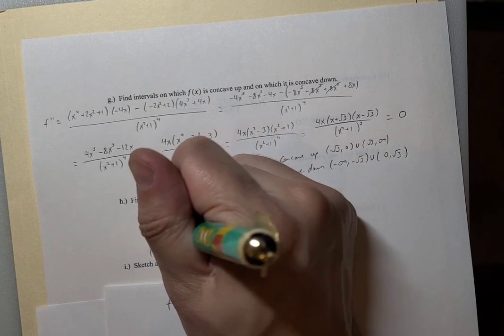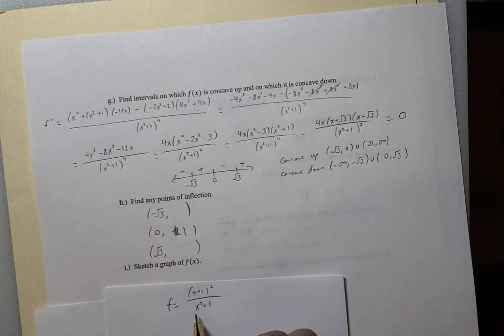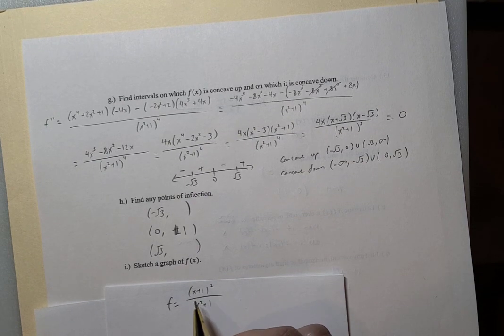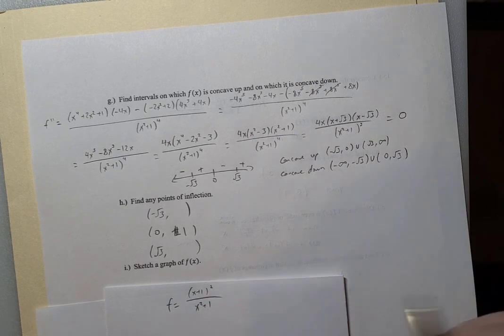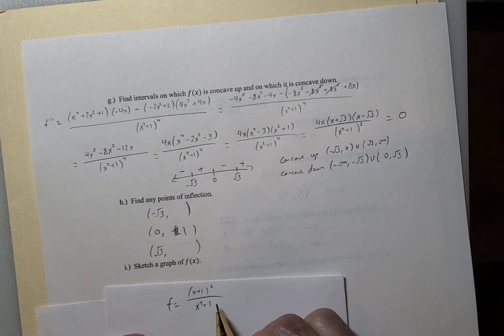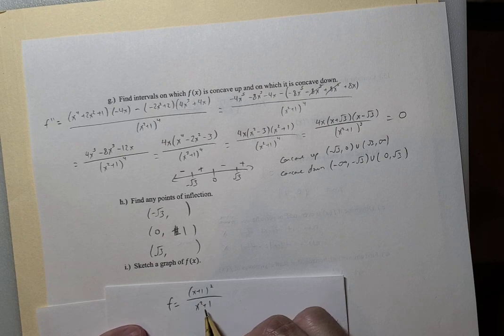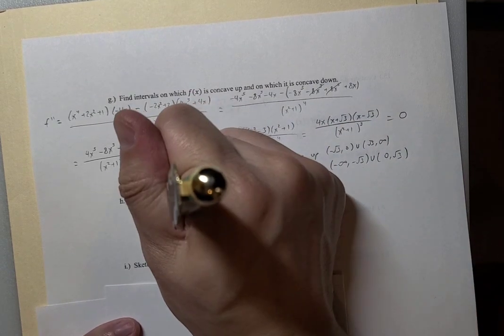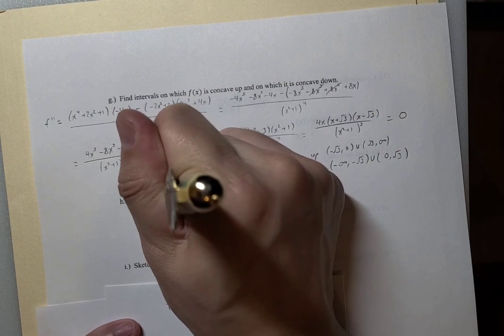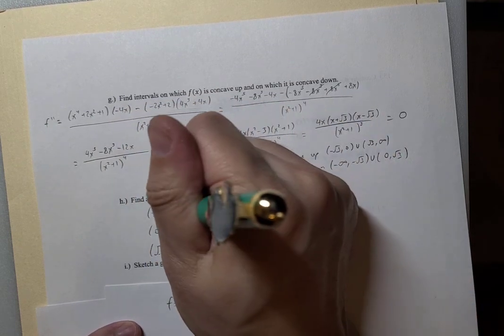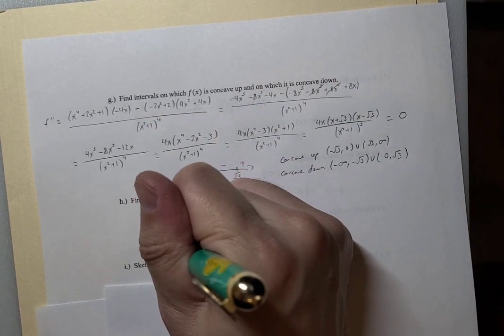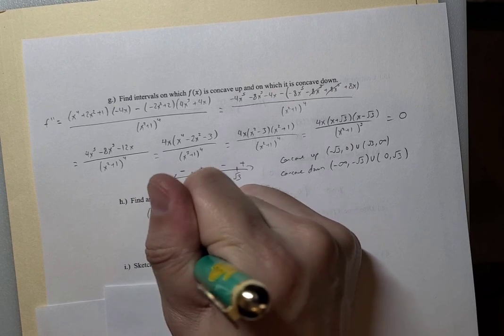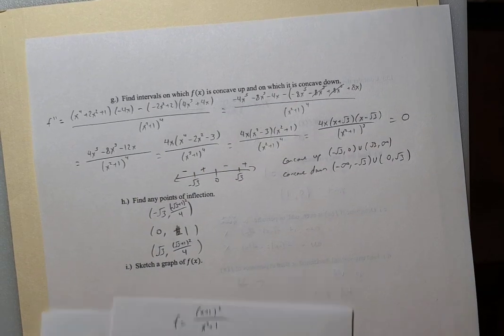Sorry, not 1 over 2. It's just 1 because I'm not adding 1. So sorry about that. So it's 0, 1 because when x is 0, it'll be 1 divided by 1, right? So when x is negative root 3, what do we get? We get negative root 3 plus 1, we can just write it like this, squared over 4. And when x is root 3, we get root 3 plus 1 squared over 4. Those are our points of inflection.